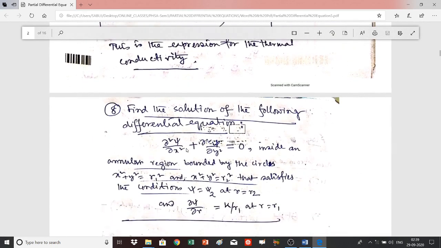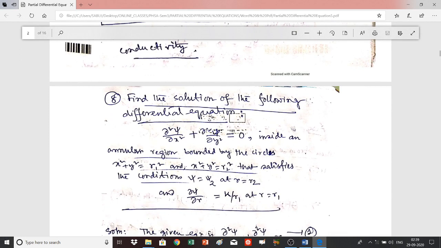Now here is another problem. Find the solution of the following differential equation: del 2 psi by del x square plus del 2 psi by del y square is equal to 0 inside an annular region bounded by the circles x square plus y square is equal to r1 square and x square plus y square is equal to r2 square, that satisfies the conditions psi is equal to psi 2 at r is equal to r2, and del psi by del r is equal to k by r1 at r is equal to r1. These are the boundary conditions, two boundary conditions.